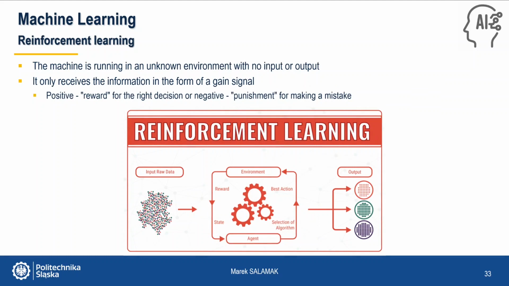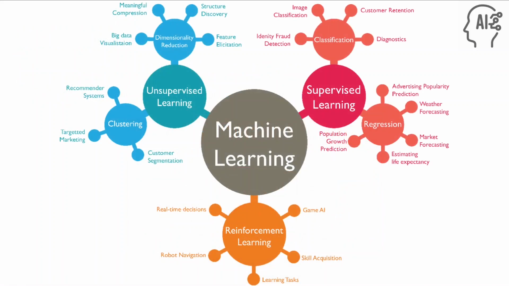In contrast, reinforcement learning assumes that the machine operates in an unknown environment. There is neither known input nor output in it. It only receives the information in the form of a gain signal. It can be positive, then it will be a reward for the right decision, or negative, then it will be a punishment for making a mistake. Here we have some other variations of machine learning in use graphically shown, but we won't discuss them anymore.